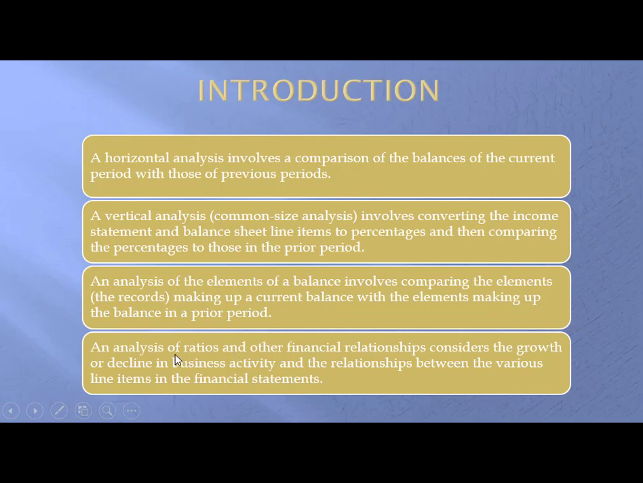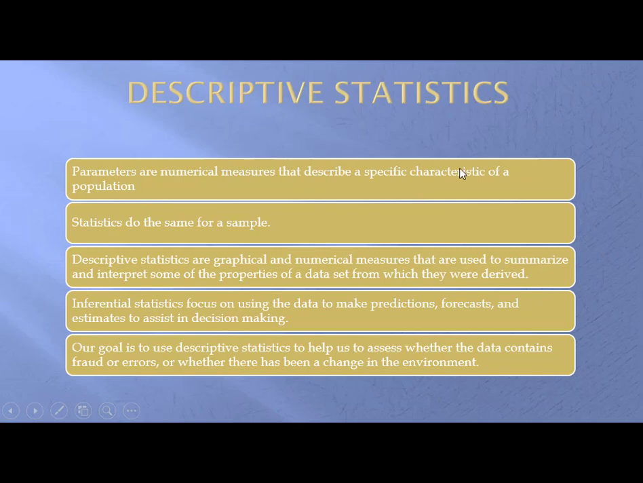Last one is just a hodgepodge of ratios, and this is indeed what auditors do as well. What they do is we'll calculate the current ratio, the quick ratio, asset turnover, and the like. We're going to focus on this one here, an analysis of the elements of a balance.